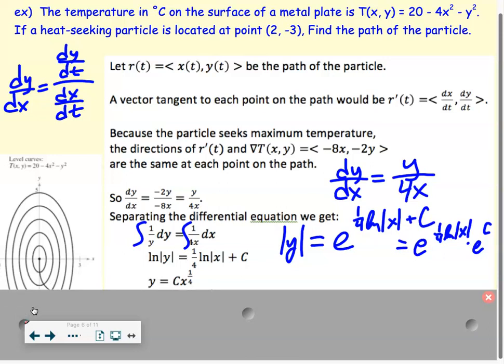Alright, so anyway, I took a bunch of liberties. Let's see. I don't have space. So put the 1/4 up, and you get absolute y equals some unknown constant times absolute x to the 1/4. So I don't know how I dropped the absolute. I probably shouldn't have.